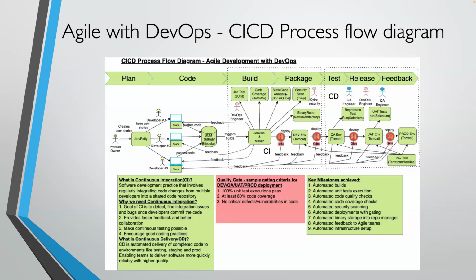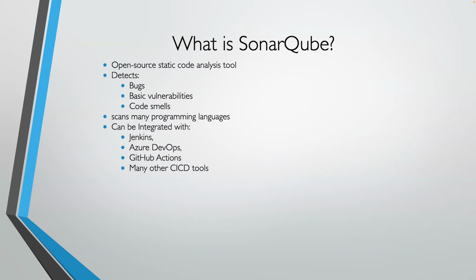So now let's try to understand what SonarQube is all about. So what is SonarQube? SonarQube is open source static code analysis tool. Using SonarQube, you can detect bugs, you can detect basic vulnerabilities. If code has any issues or code smells, those can be captured during SonarQube scan.